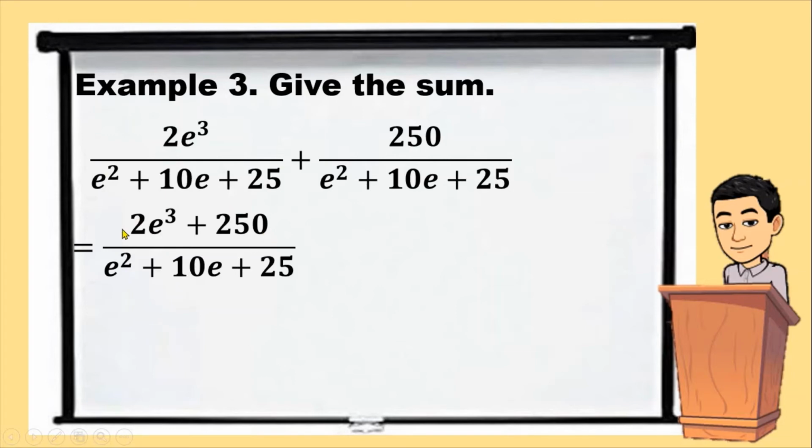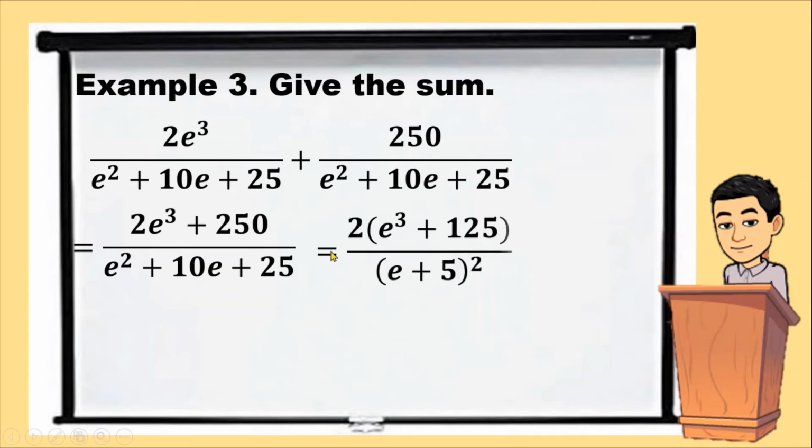On the numerator, we can use greatest common monomial factoring. The GCF of 2e cubed and 250 is 2. Therefore, we can write it as 2 times the quantity e cubed plus 125. The denominator is an example of a perfect square trinomial. Therefore, we can express it as the square of e plus 5.